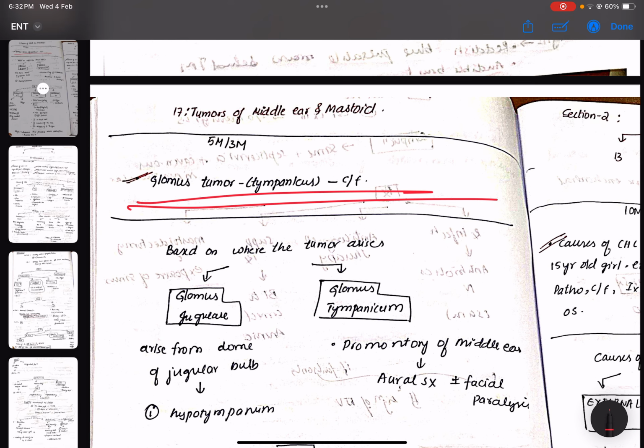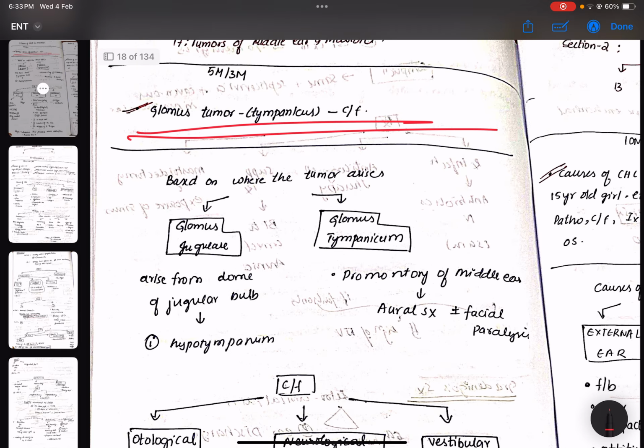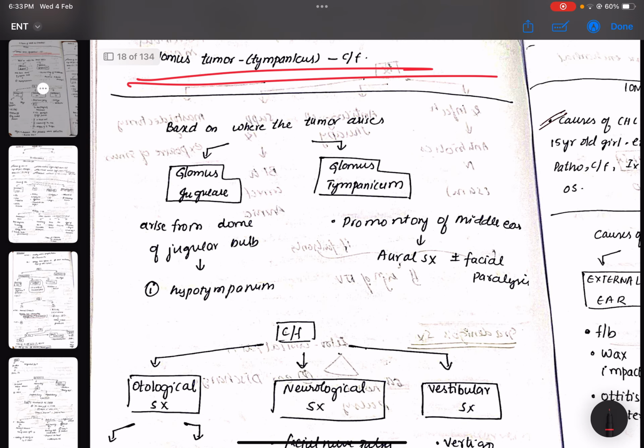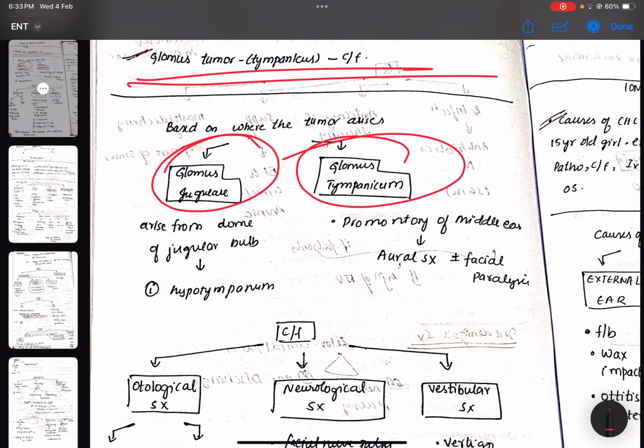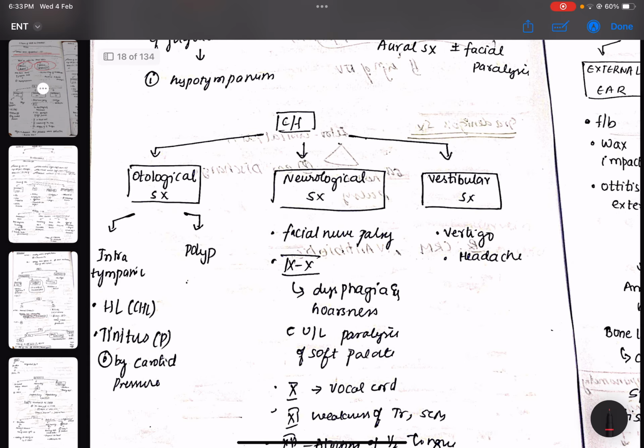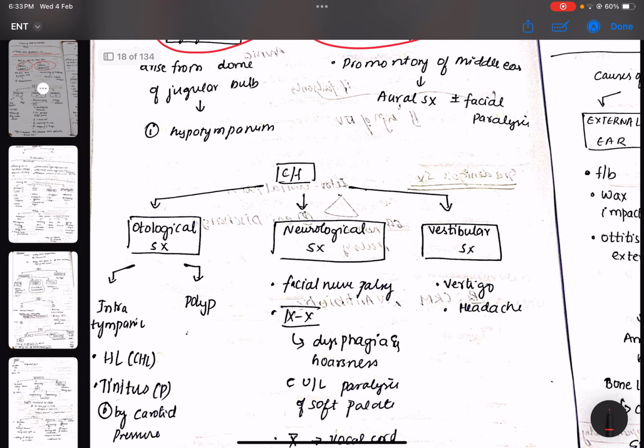What is an important question is glomus tumor. I am just underlining or showing you which are the important things. So based on where the tumor arises, these are the two important conditions: either you might have glomus jugulare or glomus tympanicum. Again, these are the clinical features. So based on where the tumor is, as I told, while writing the clinical features in ENT, mention all the otological symptoms, vestibular symptoms.